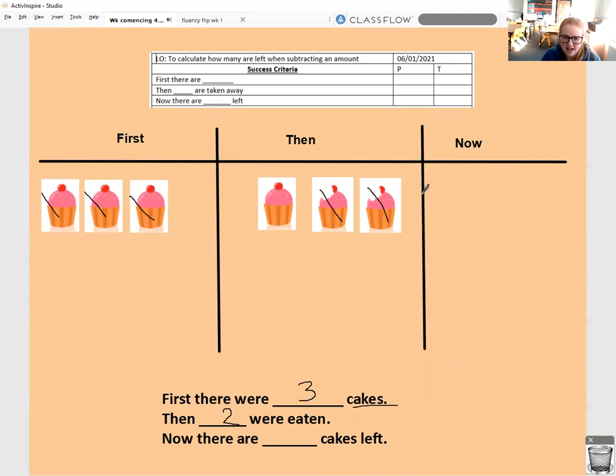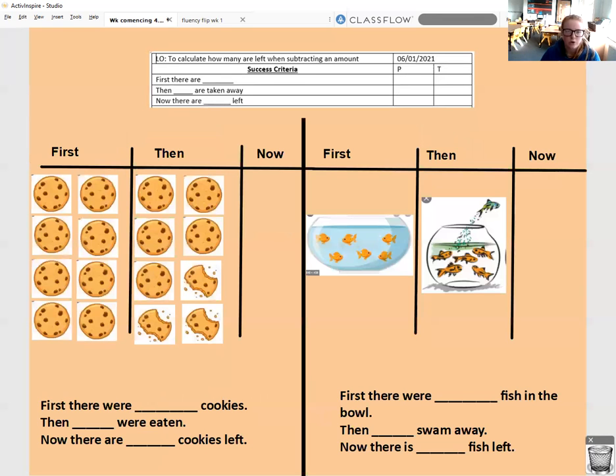Now, how many cakes are left? If we started first with 3, and then 2 were eaten, how many are left? The answer is 1 cake is left. Let's draw it over here. 1 cake is left. The remaining amount is 1. Fantastic.